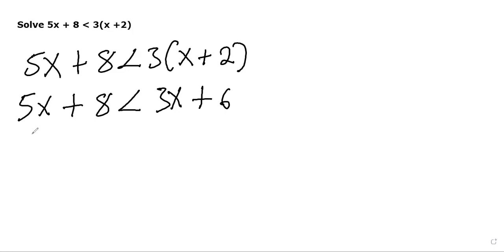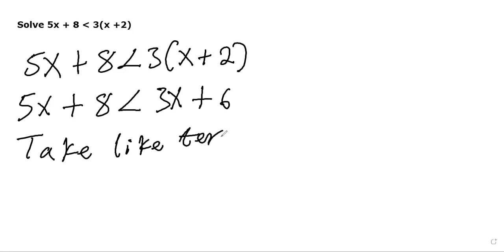I'm going to take like terms, okay? So I'm taking like terms, which means whenever I see 5s, 3s is going to be with 5s. Whenever I see 8, 8 is going to be with 6, right? So I'm going to take this to this side, right? So I'm taking 3s to 5s. I want all the s to be on one side, okay?